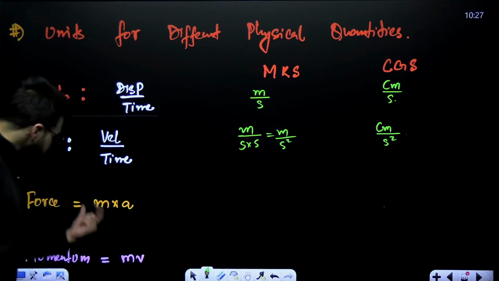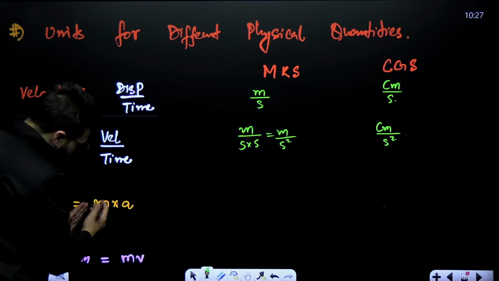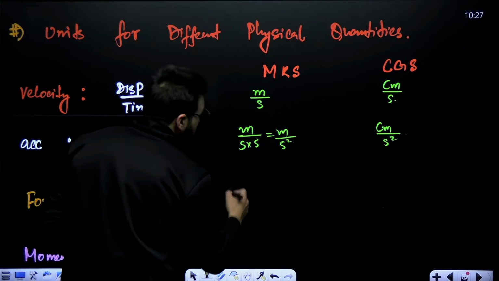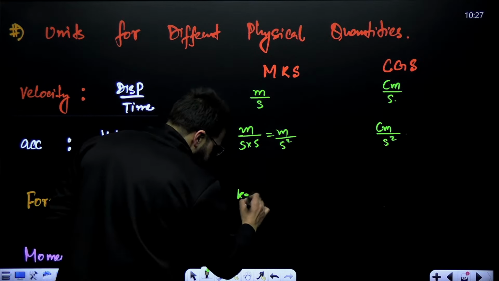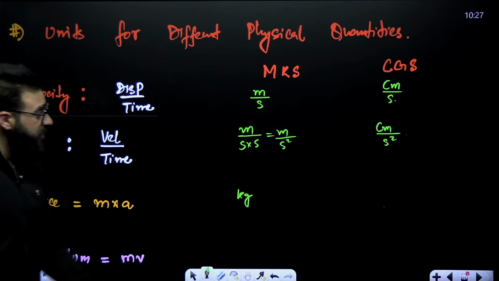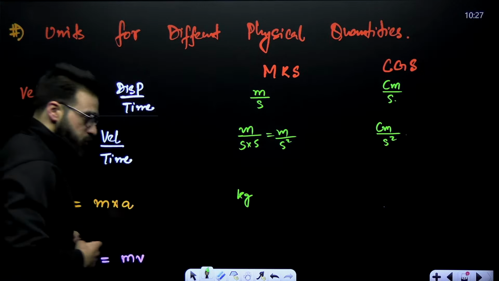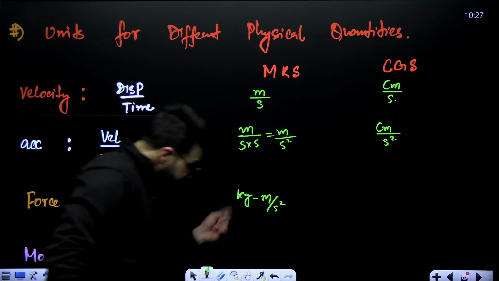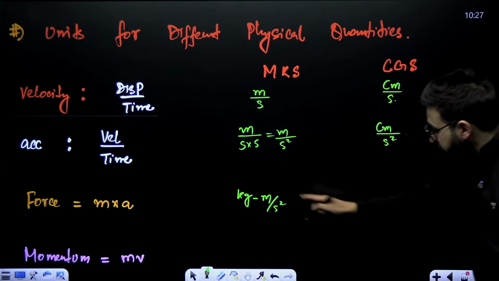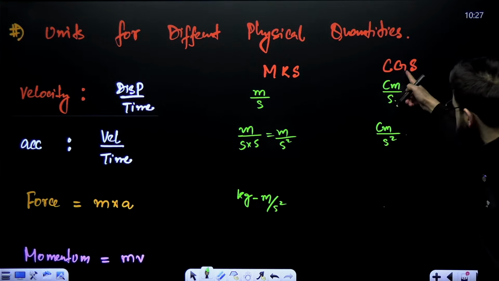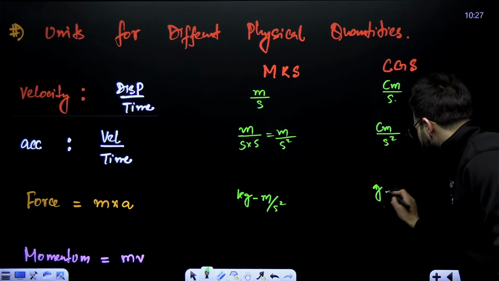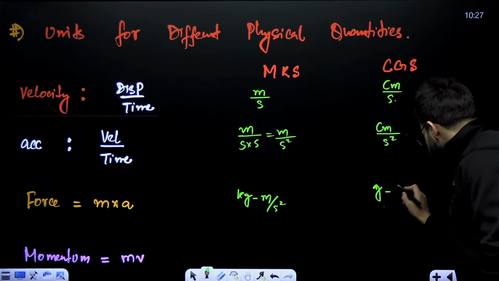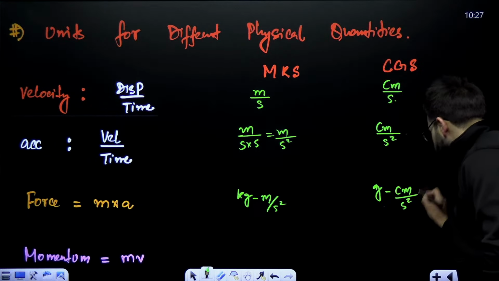Now guys, let's talk about force. Force is equal to mass into acceleration. We measure the mass in kg, and acceleration is meter per second square. So I can say kg meter per second square. In CGS, we measure mass in grams, and distance in centimeters. So this will be gram centimeter per second square.